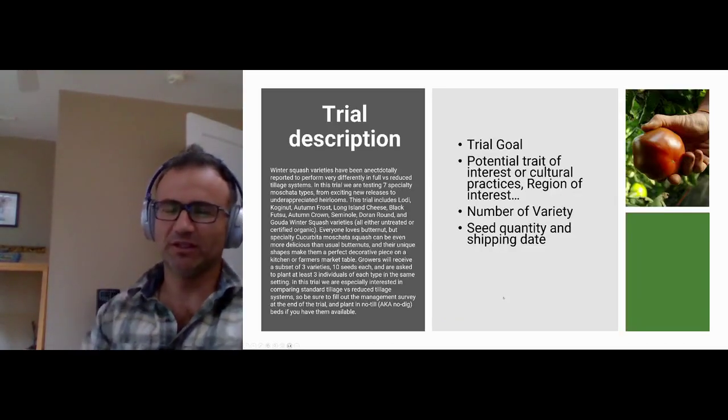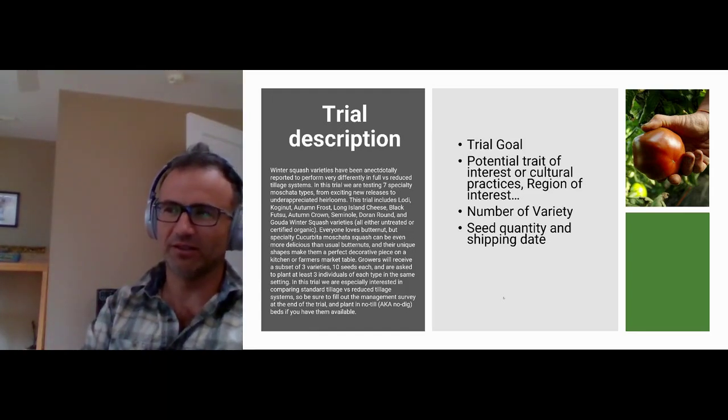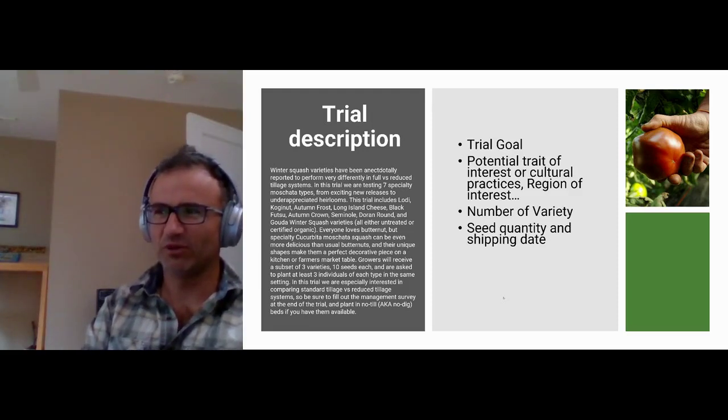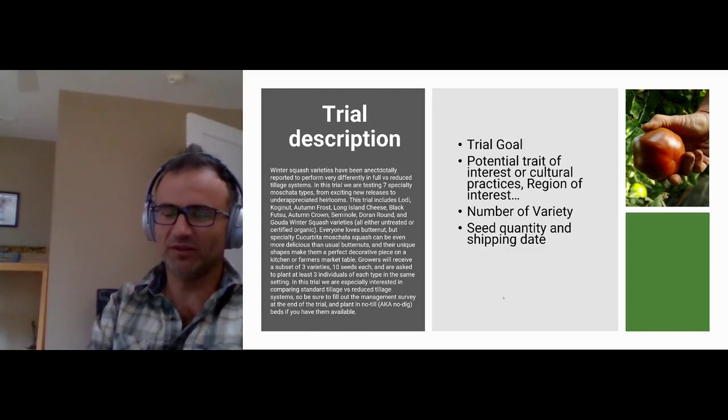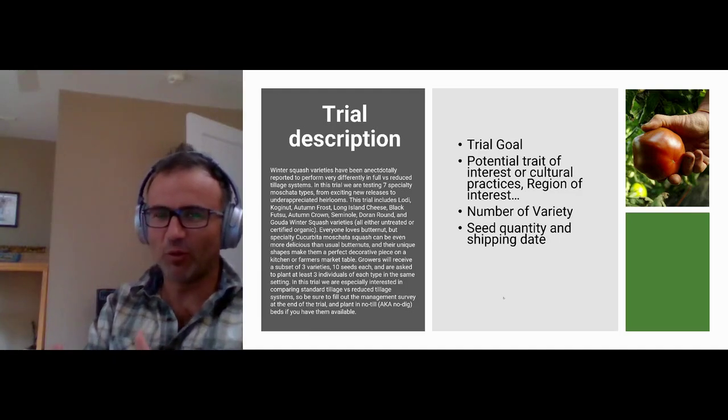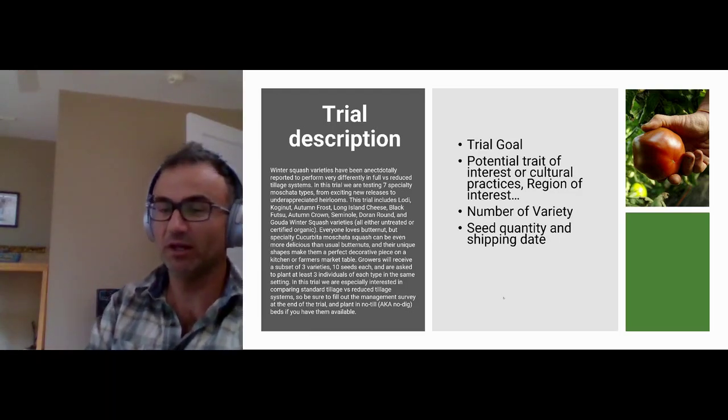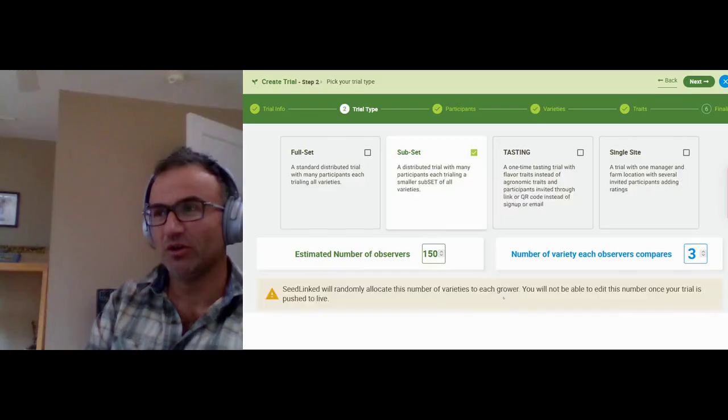The trial description in SeedLinked is essential, because when people are invited to the trials, it's what they see, like a pitch. You're selling your trial: you have a goal, what traits, what region, why it is important, how many varieties total, and how many varieties each grower is going to receive, how much seed they're going to have, when they can expect to have the seed, maybe what management or requirements the trial has, and so they can see, oh yeah, I want to join or not.